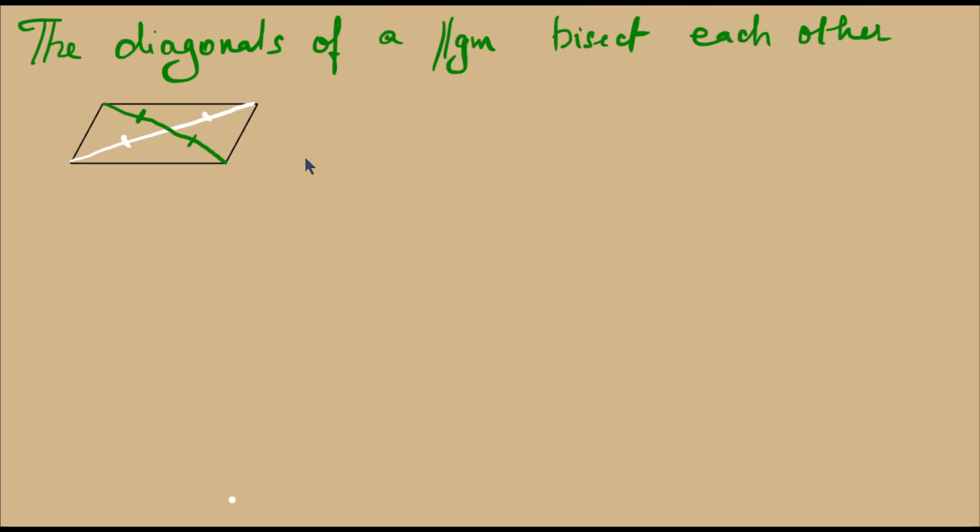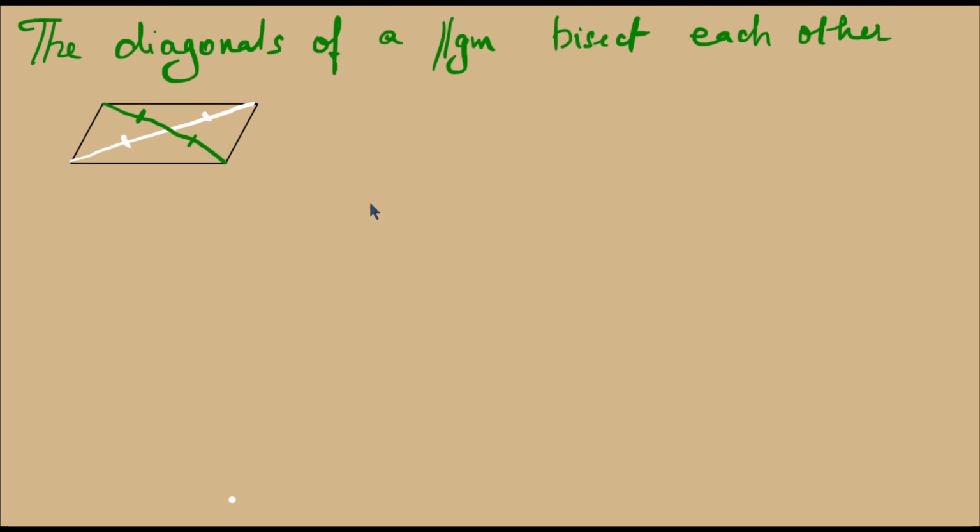In our previous video, we proved that if we had a parallelogram like this, then the diagonals of this parallelogram... So let me draw one diagonal in white and the other diagonal in green. So we had proved that the white diagonal bisects the green into two equal halves, and similarly the green one bisects the white into two equal halves. So this is what was proved in our earlier video. That is, the diagonals of a parallelogram bisect each other.